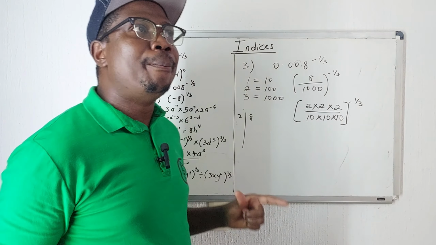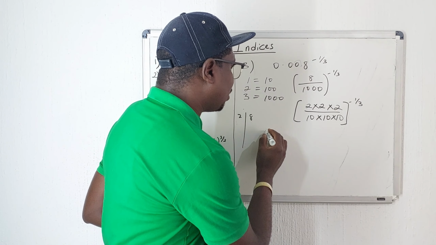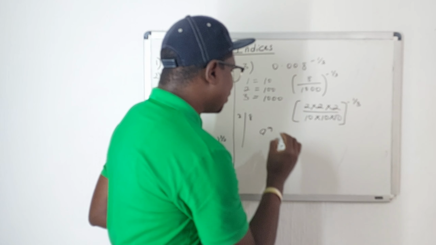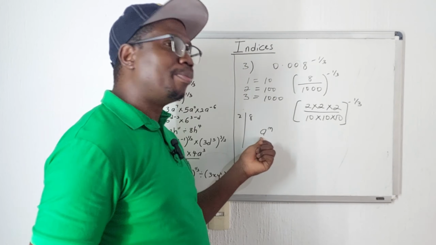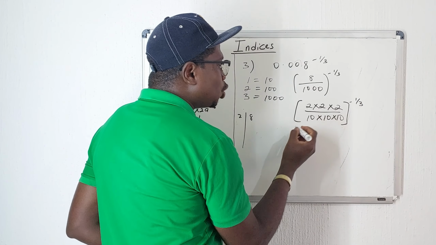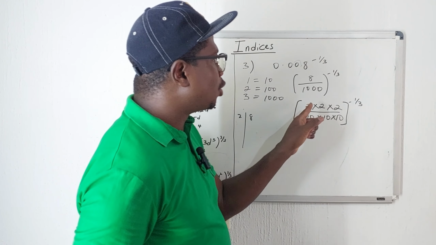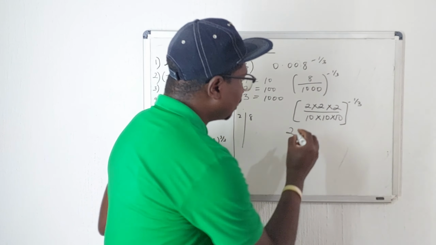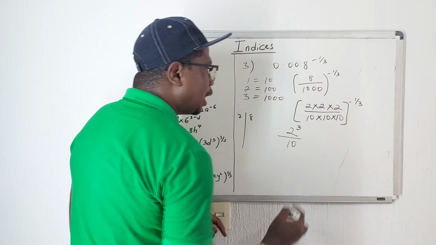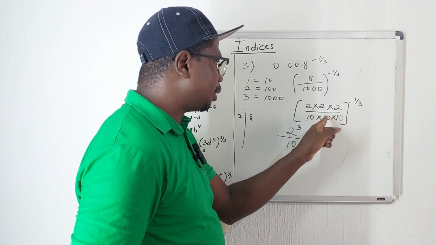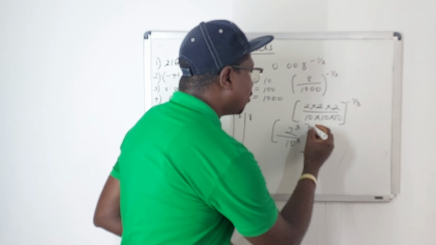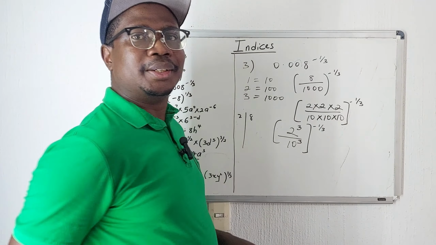Now, what do we do next? Remember, from our basics law of indices, if we have a raised to power m, it means that a must be raised to the power of m times. So in the same way, this is 2. How many places do we have 2? 1, 2, 3. So we have it in 3 places. Over 10. How many places do we have 10? The same 1, 2, 3. Everything is still to the power of 1 over 3.